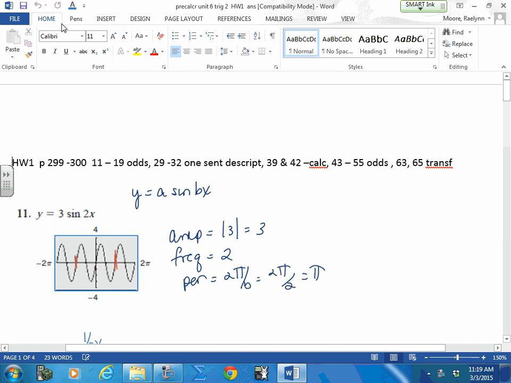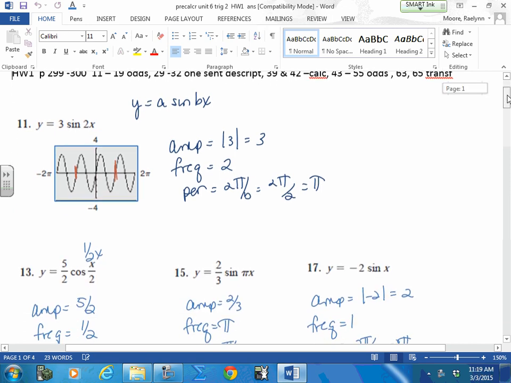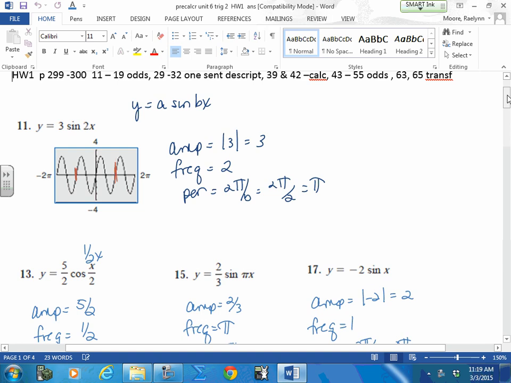Had to go through and do the amplitude, the frequency, the period. Remember, A is your amplitude, B is your frequency. How many complete cycles in 2 pi? The normal is 1. With a frequency of 2, we have 2 curves in 2 pi, 2 curves in 360. 3 curves in 360.